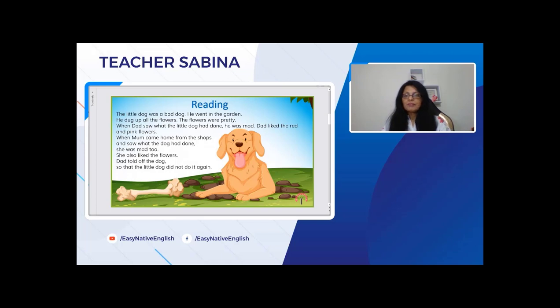Okay, now I'm going to read it more slowly, and you have to pick up the rhythm, and then you have to focus on the rhythm rather than the words. Okay, so the little dog was a bad dog. So you say it. The little dog was a bad dog.